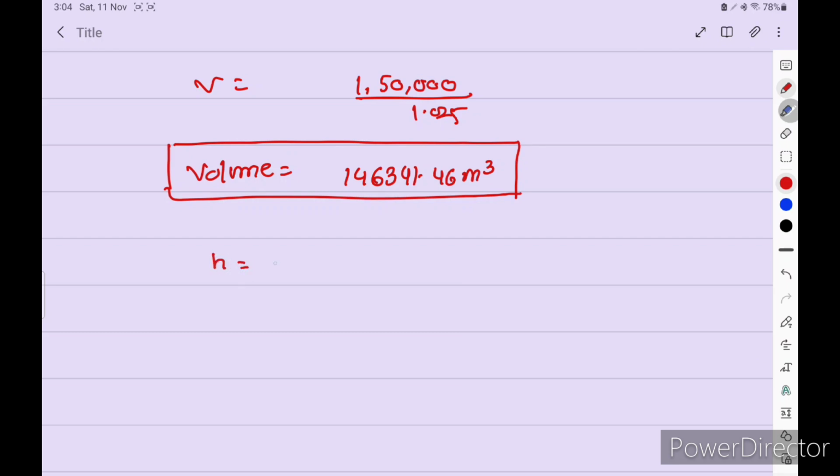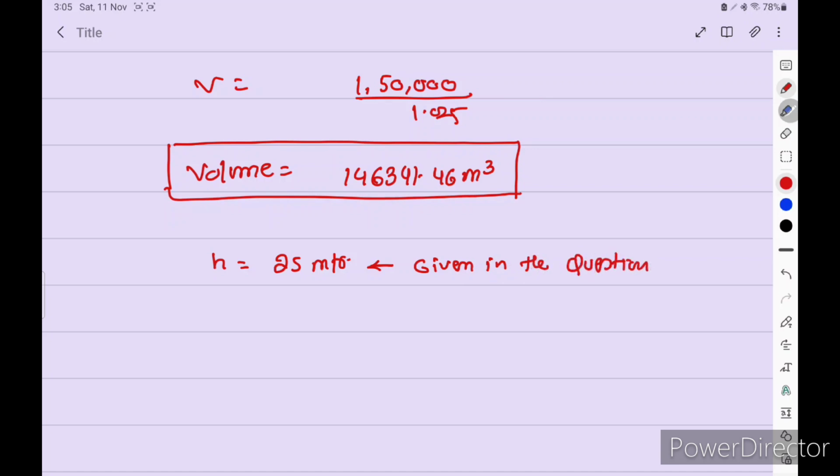H is equal to 25 meters, given in the question.